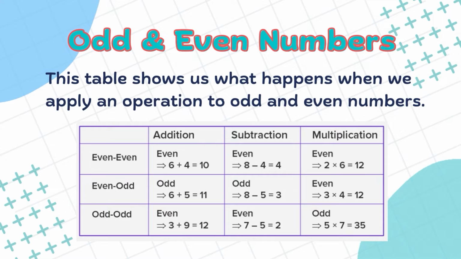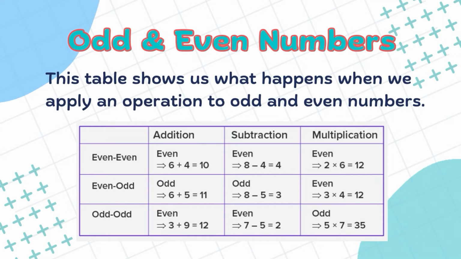When we subtract an even number and an odd number, in this case, 8 is the even number and 5 is the odd number, the answer will be an odd number. 8 take 5 equals 3. 3 is an odd number.